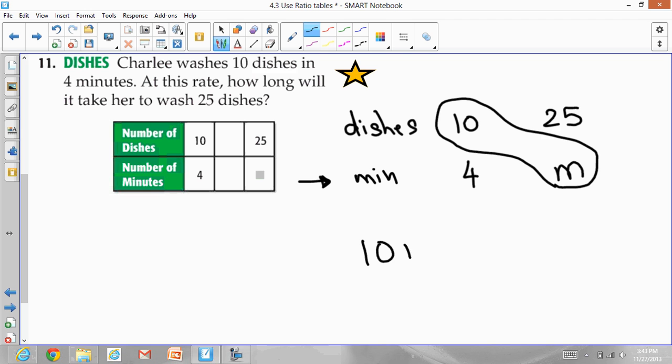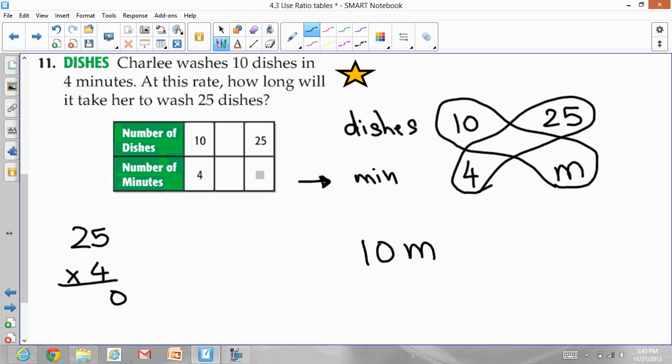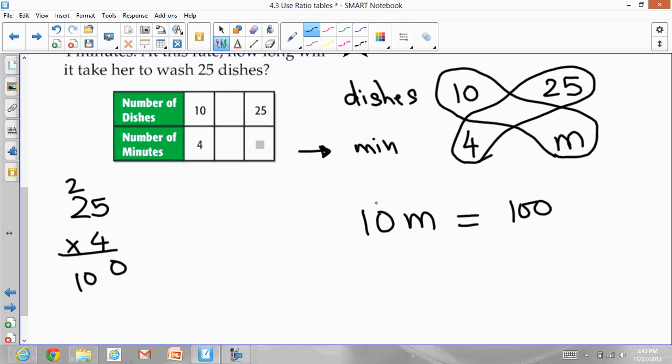10 multiplies m to give you 10m. 25 multiplies 4 to give you 100. Equal sign. Now you want to find m, so you want to get rid of 10. So the same 10 goes on the bottom here and on the bottom here because that is what I want to get rid of. They both cancel out and you get m equals 100 divided by 10, which gives you 10. Do not just give me the number, go back to over here and m is minutes. So what it really means is it's going to take 10 minutes to wash 25 dishes.